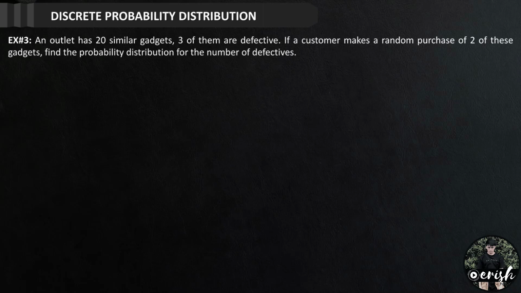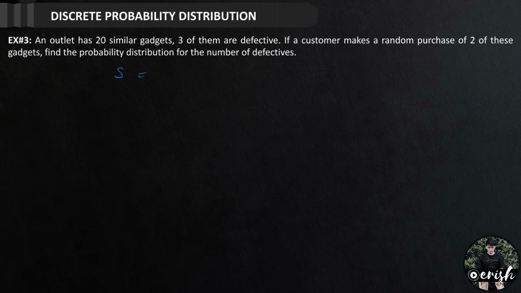Since magkakaroon tayo ng selection dito, a few items from the total number of items, we will apply the combinatorial principle here. And again, before finding the values of random variable X and before creating the probability distribution, kailangan alam muna natin yung sample space. And since madaming combination ng sample space dito, alamin na lang natin kung ilan yung total number ng sample space. Since pipili tayo ng dalawa, or yung customer ay pipili ng dalawa out of the 20 similar gadgets and without order, gagamitan natin ito ng principle ng combination.